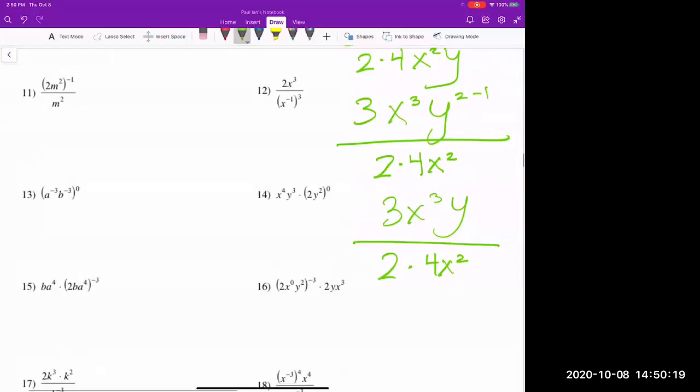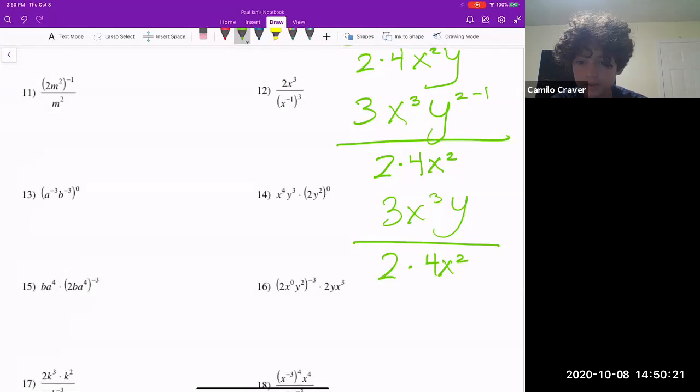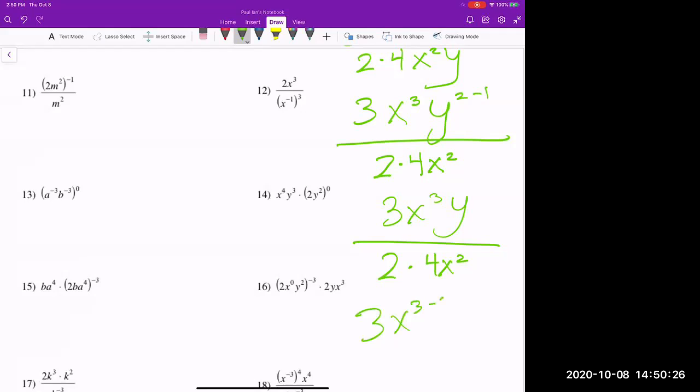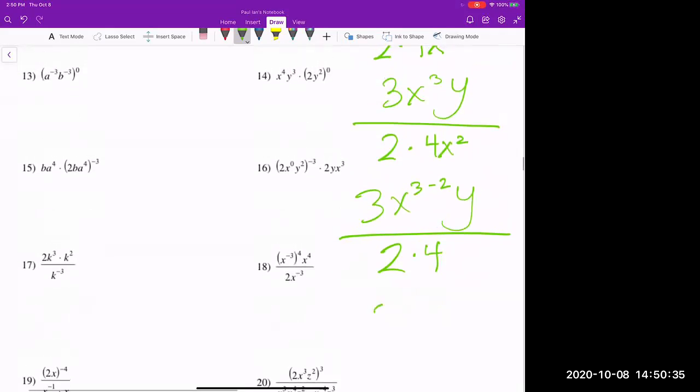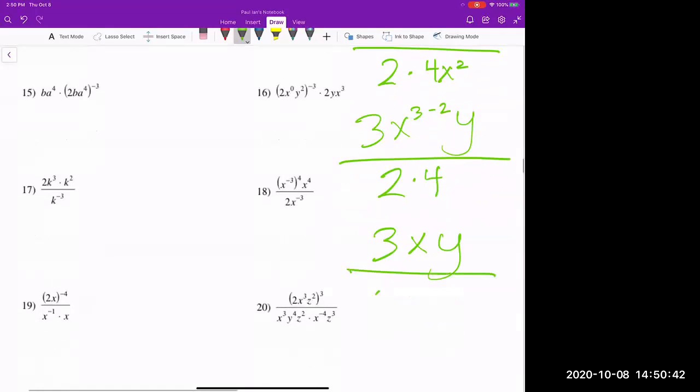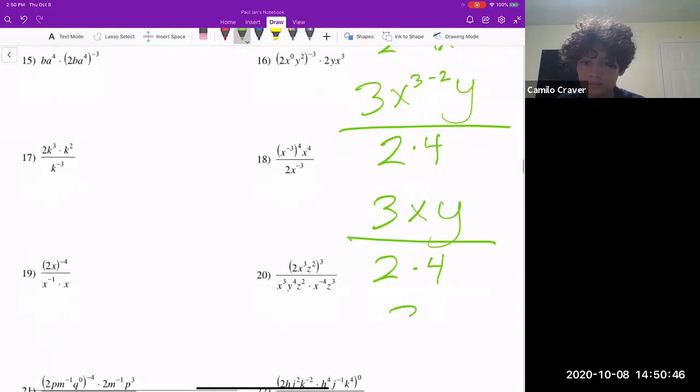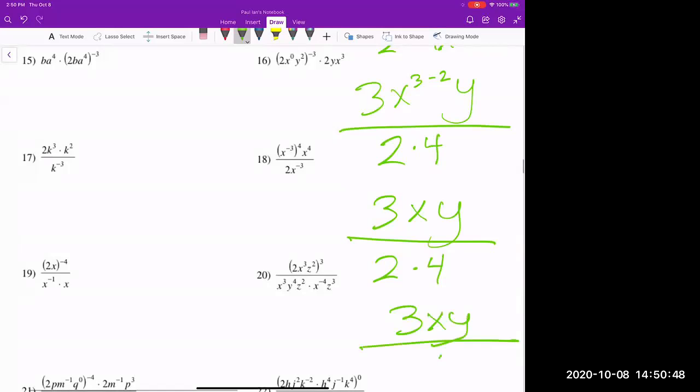What do you do now? And then 3 minus 2. So 3x to the 3 minus 2, y. So the x disappears at the bottom, right? Yeah. You only have the numbers now. So it's 3x, 3 minus 2 is 1, and y. And then you just do arithmetic, right? Yeah. And so 3xy over 8, that's 3/8 xy.